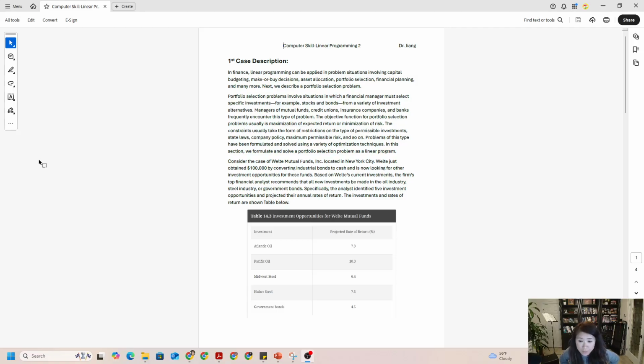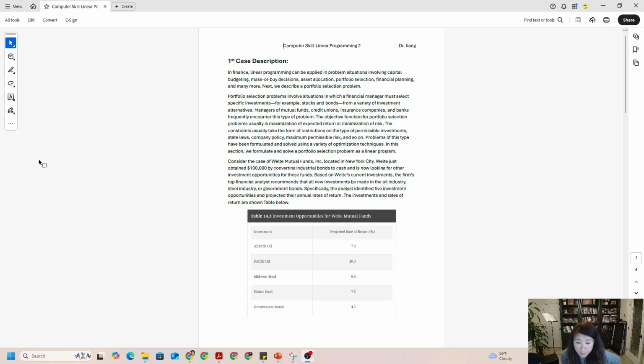As you're reading here, we are talking about the objective function. For the portfolio selection problem, it is usually to maximize expected return or minimize risk. The constraints usually take the form of restrictions on the type of permissible investment, state laws, company policy, maximum permissible risk, and so on.